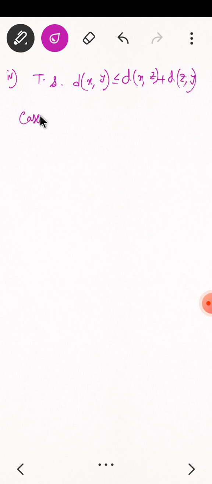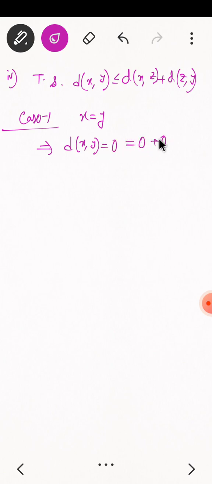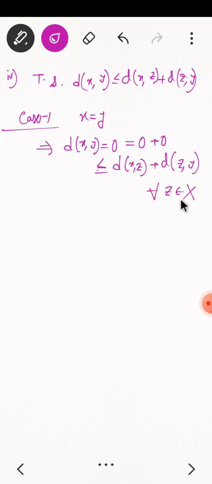Next we show the triangle inequality, that is D of xy less equal to D of xz plus D of zy. So first, if we take the case x equal to y, this implies that D of xy equal to 0. So we can write this as 0 plus 0. This is less equal to D of xz plus D of zy for all z belongs to X.